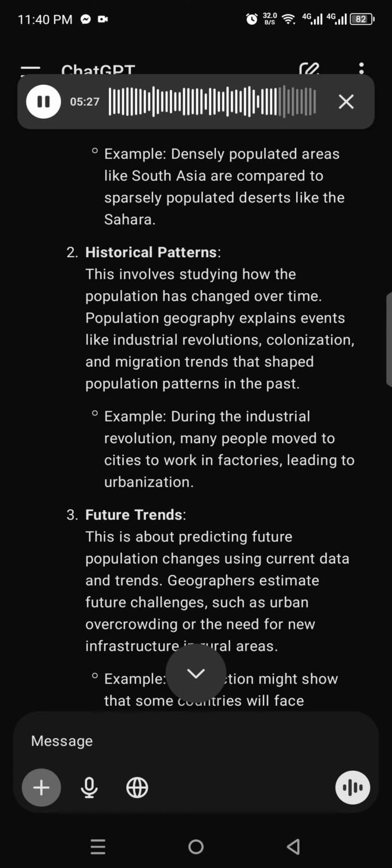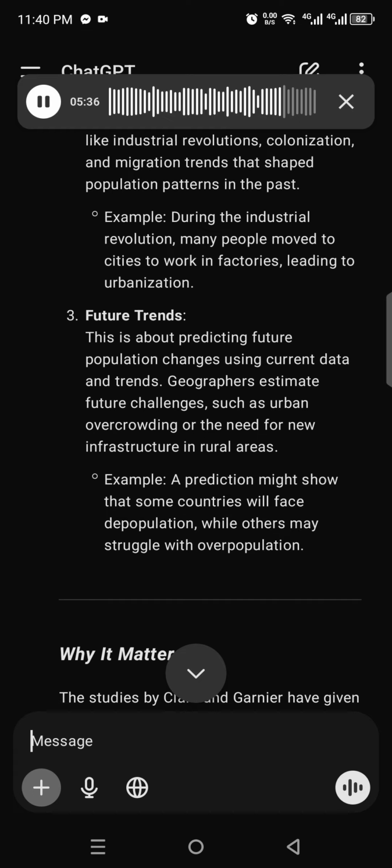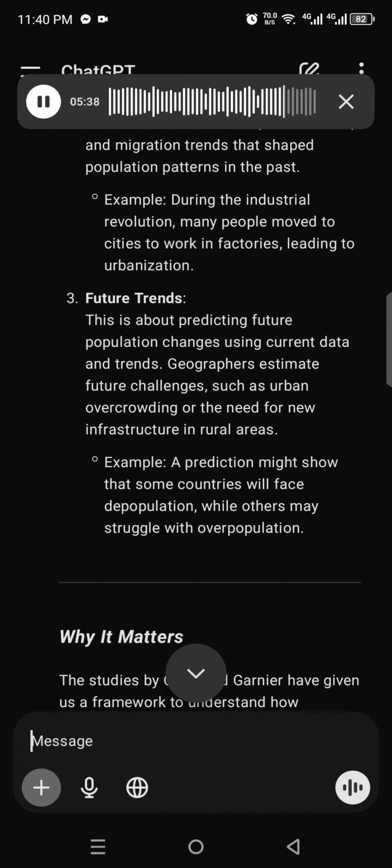Population geography explains events like industrial revolutions, colonization, and migration trends that shaped population patterns in the past. Example, during the Industrial Revolution, many people moved to cities to work in factories, leading to urbanization. 3. Future trends. This is about predicting future population changes using current data and trends.